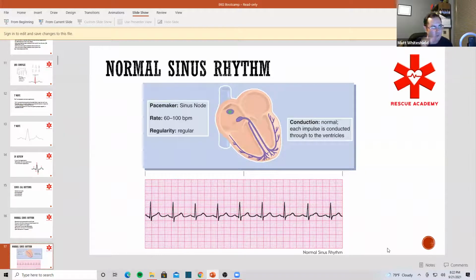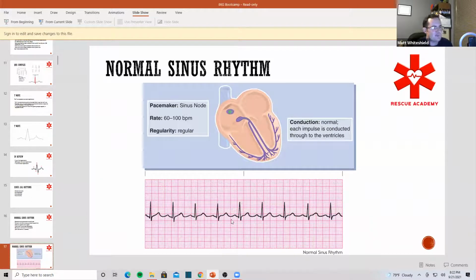The second that you get really good at determining what normal is, you're going to be just fine with seeing something that is abnormal, and you'll know exactly what that might be once you start getting into it, especially with EKGs. It takes a little bit of practice.